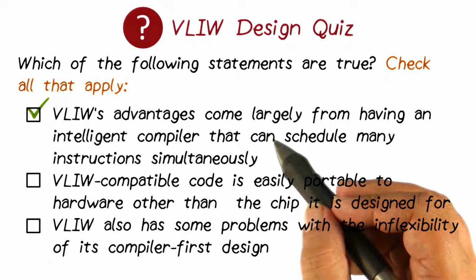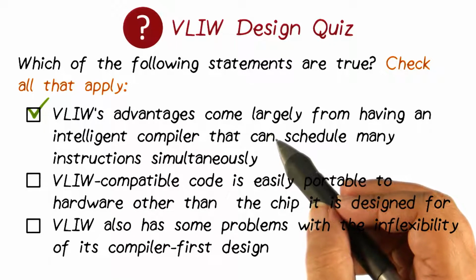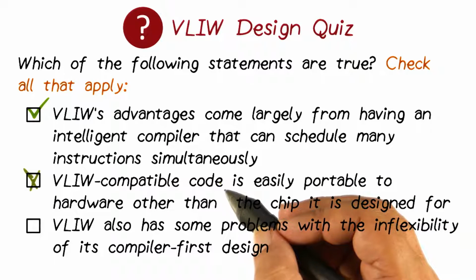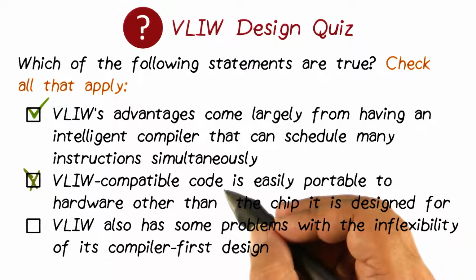So the first statement, VLIW's advantages come largely from having an intelligent compiler. Absolutely, this statement is true because as you can see, the biggest strength of VLIW is the compiler. The second statement, is VLIW code portable? The answer is absolutely no. VLIW code is very custom, it's highly optimized for the chip, and therefore if you port it to the other chip, it's not going to execute properly. In fact, it could be hazardous.